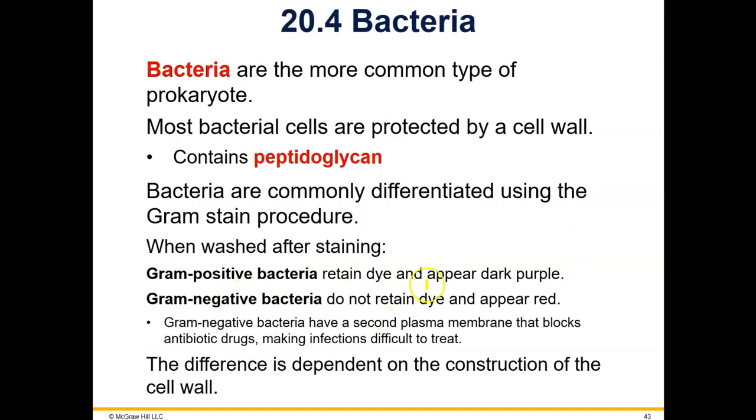And we'll start with section 4 on bacteria. This is slide 43. We'll start with this one in the next recording.